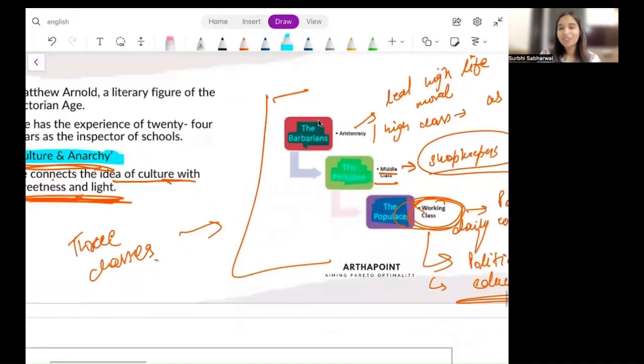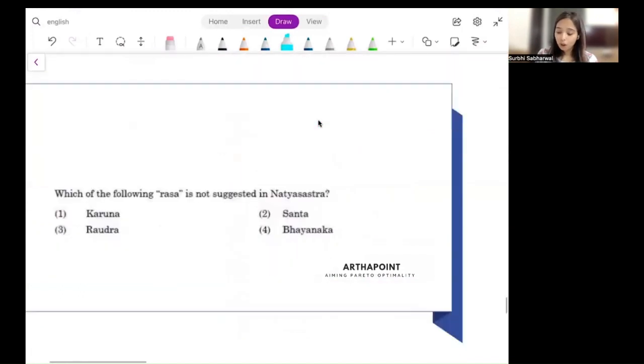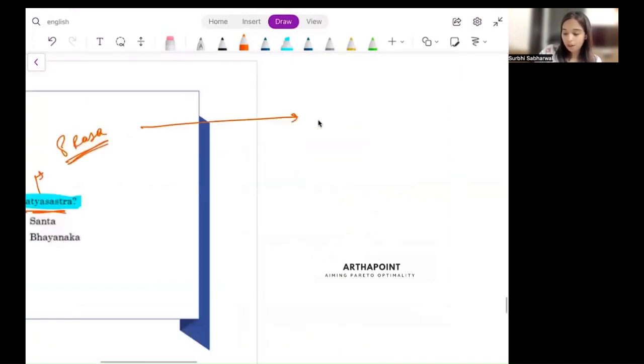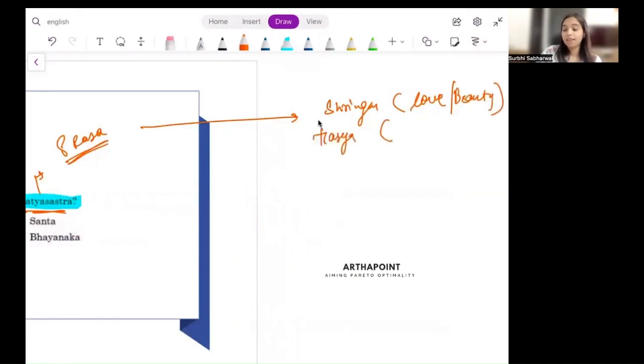Let us quickly move on to the next question. Which of the following rasas is not suggested in the Natya Shastra? Natya Shastra consists of 8 rasas. Let us quickly look at them. So you have Shringara, that is love, beauty. You have Hasya, that is laughter or comedy. You have Veer, that is courage.